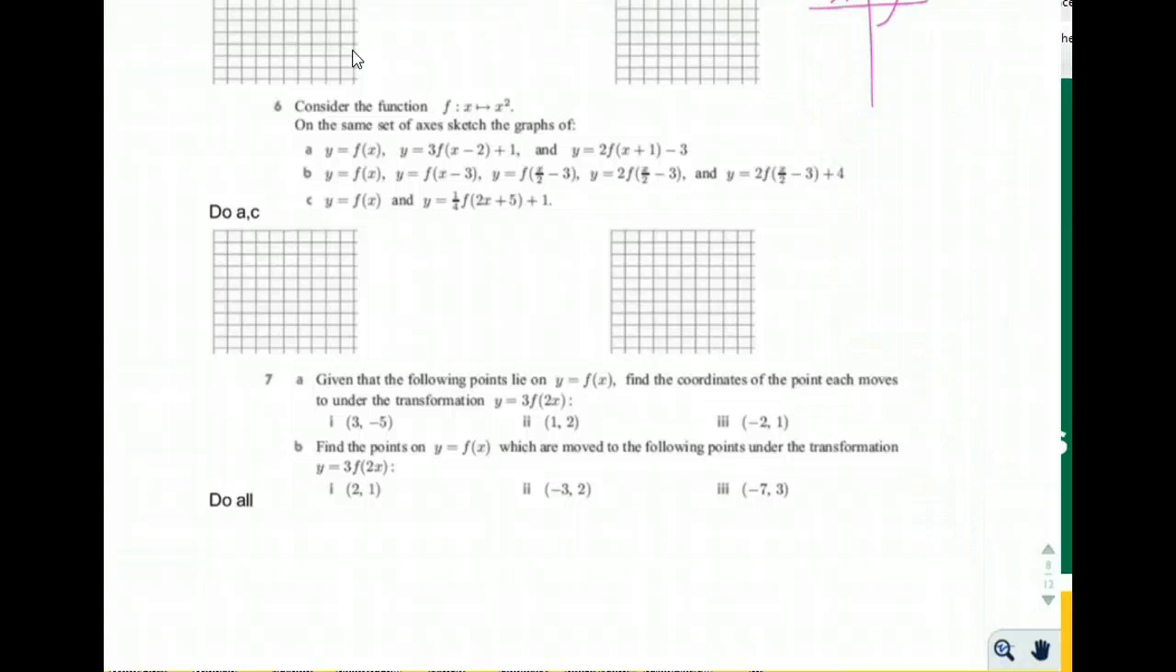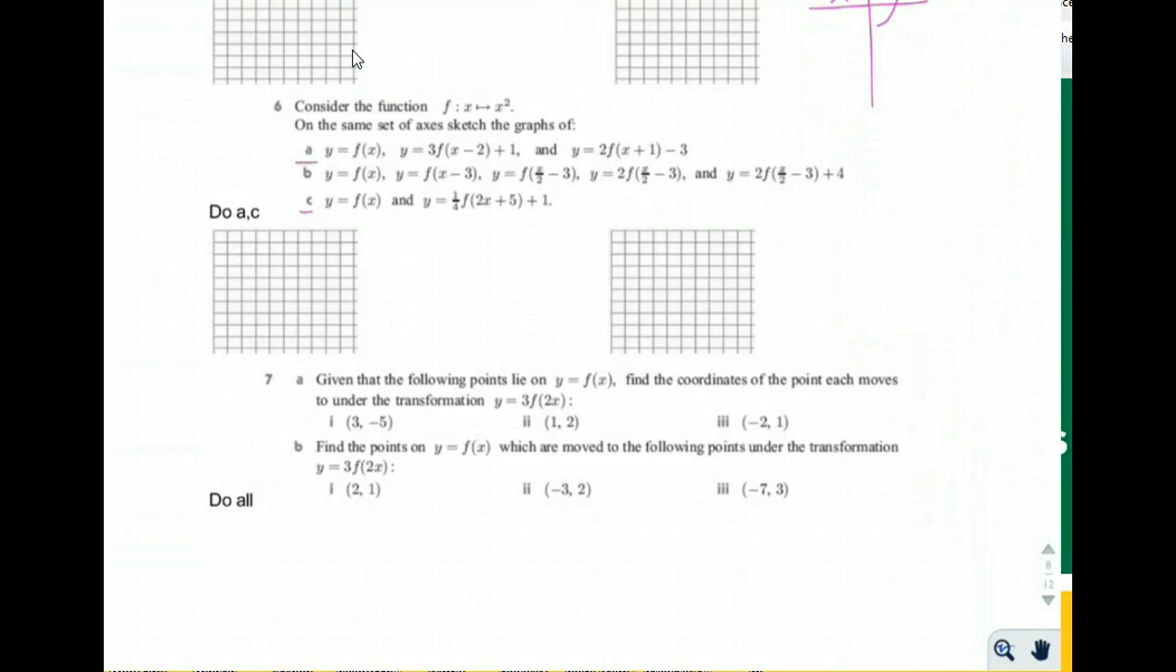And so here we are at number 6. Consider the function f of x equals x squared. On the same set of axes, sketch the graphs of f of x and 3 times f of x minus 2 plus 1, and y equals 2 f of x plus 1 minus 3. And so they're just giving us some variations here.